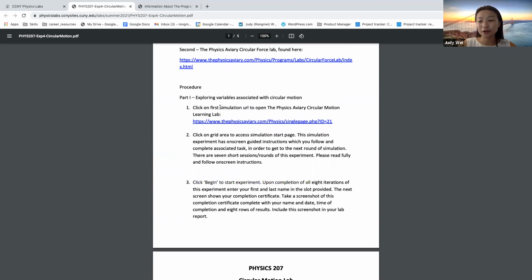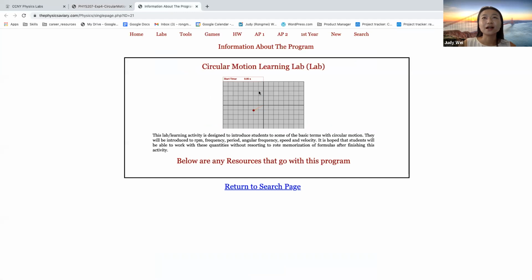We will explore the variables associated with circular motion, and you basically just follow their instructions. You finish, and you don't have to write anything. Attention here: you don't have to write anything about the first lab. You just take a screenshot of your certificate, and that'll be the first part of the lab.